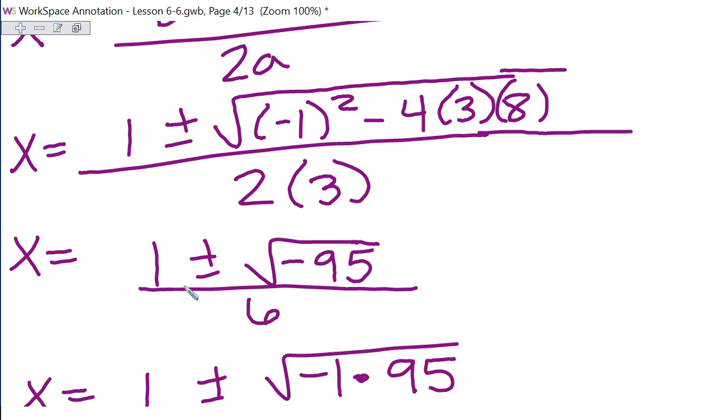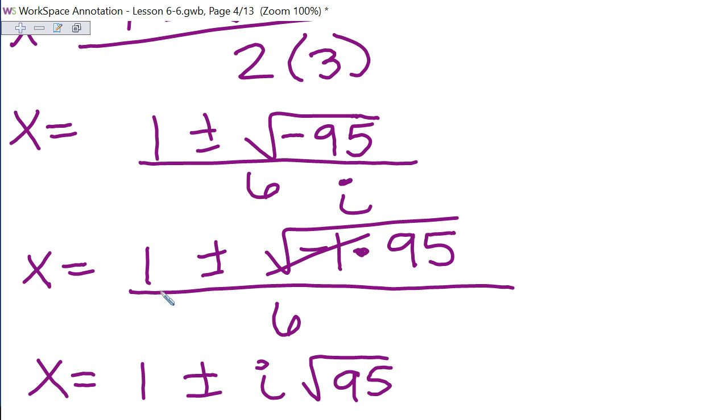And in the denominator, a 6. Mark out the -1. What's the square root of -1? i. So this would be x equals 1 plus or minus i square root of 95, and in the denominator, we have a 6. Now check these 3 numbers. We have a 1, an i, and a 6. Do they have a common factor? No. If they did, you would divide out the common factor. But they don't, so this answer is our simplest form.